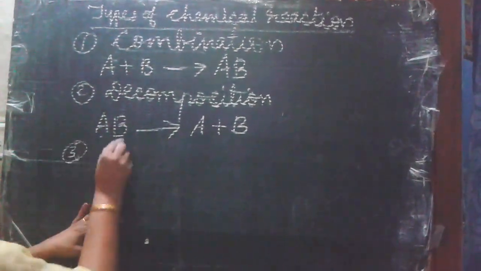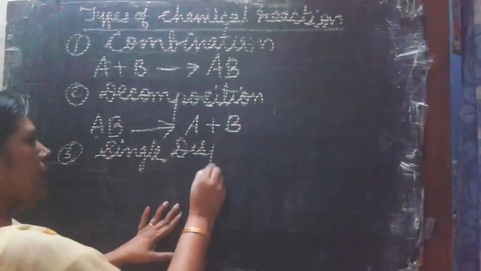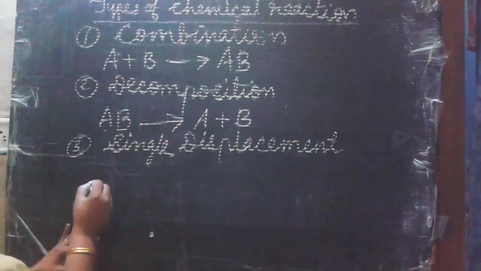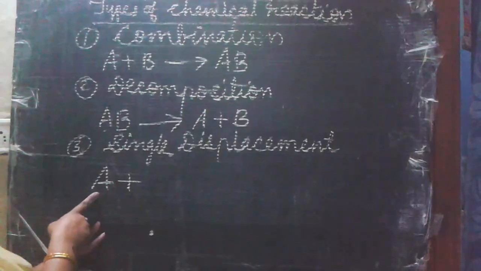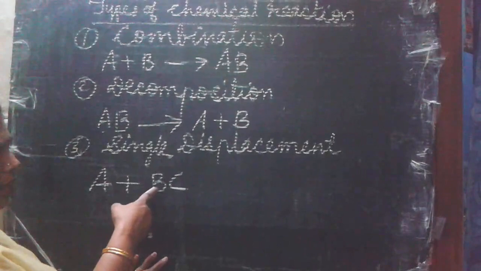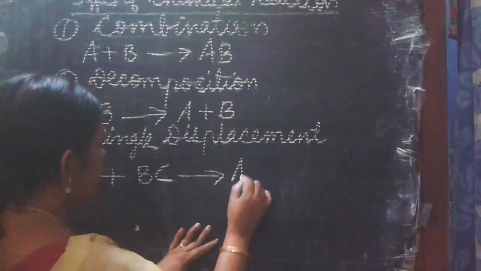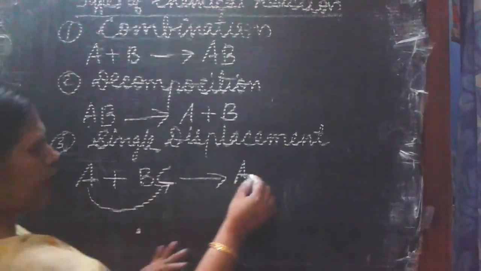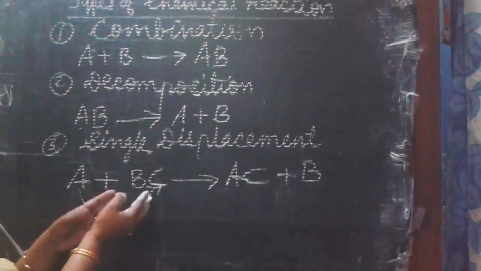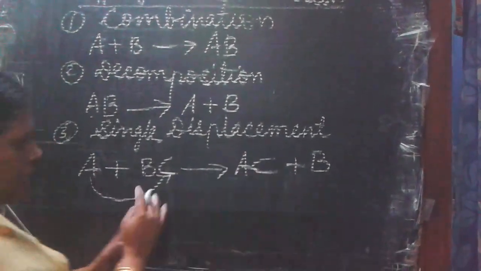And the third one is single displacement reaction. In this, one reactant which is more reactive replaces the less reactive reactant from the compound, forming AC plus B. It means the stronger one replaces the weaker one and takes its place. That is single displacement reaction.